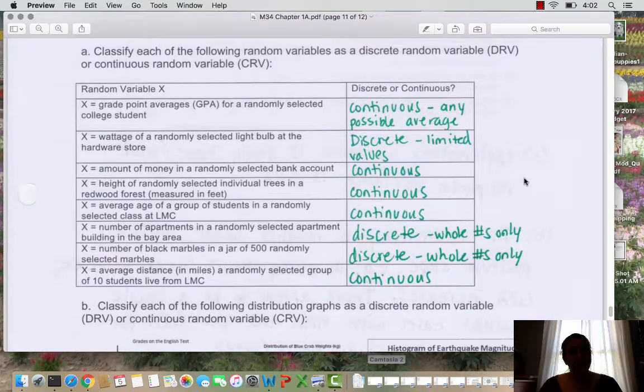X is the amount of money in a randomly selected bank account. I'd say that's continuous. We'd probably round to 2 decimal places, but rounded to 2 decimal places, we could have any possible value. X is the height of randomly selected individual trees in a redwood forest measured in feet. If you randomly selected a tree, it could be any possible height. Depending on how precise your ruler is, or if you're using a laser, you could get to a very small, precise decimal measurement of the feet. So those trees could be any possible height. I'm going to say those are continuous also.